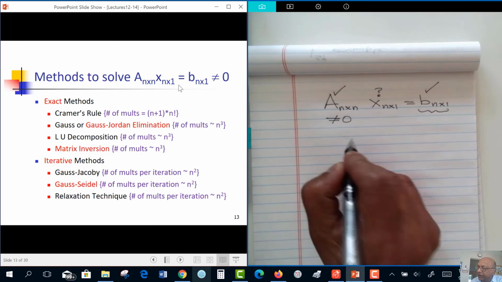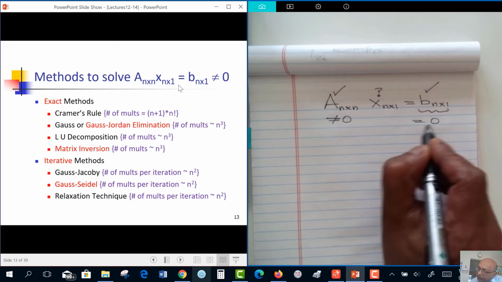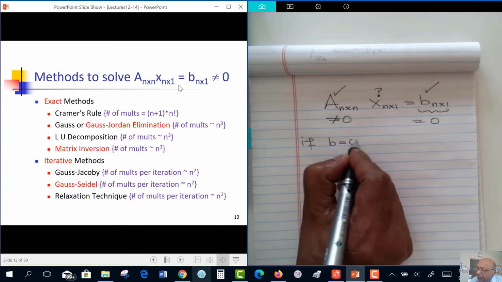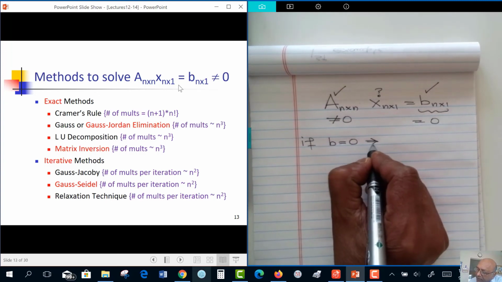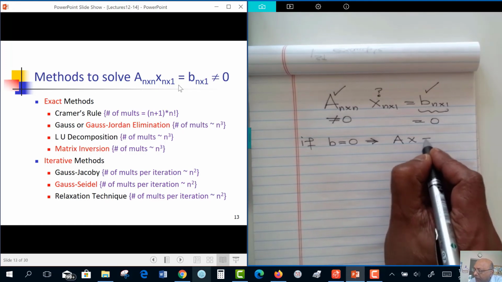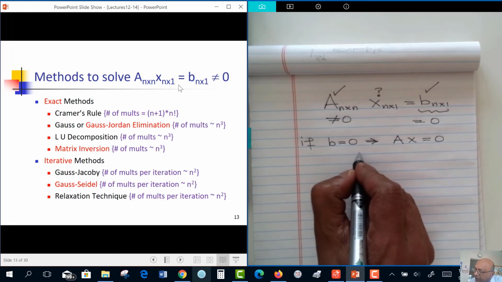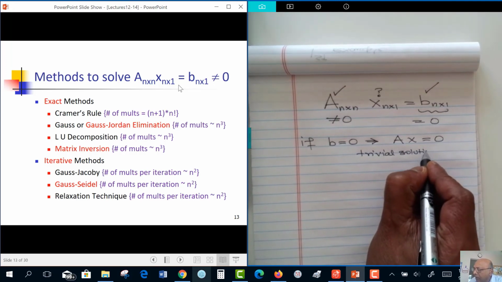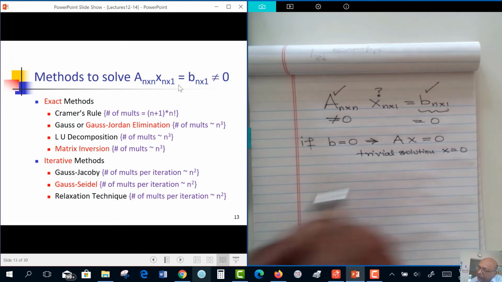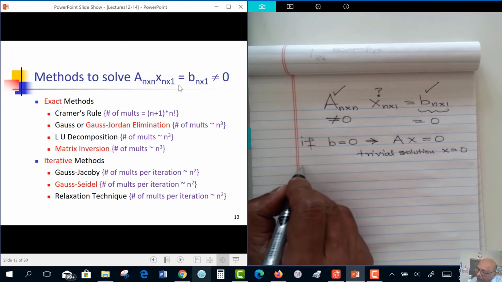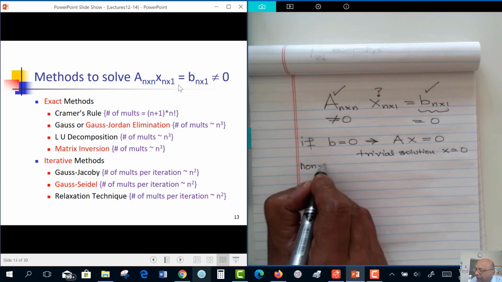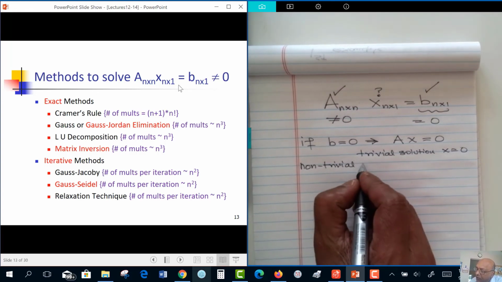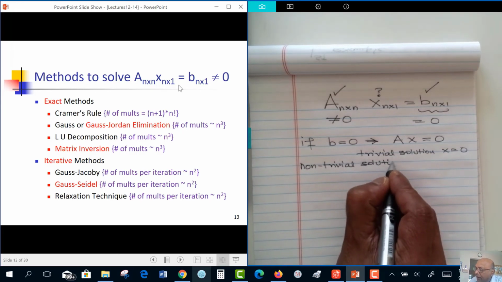Let's look at matrix B. Matrix B could be 0. So if matrix B is 0, we have a system AX is equal to 0. So first of all, it has a trivial solution, X is equal to 0. It turns out that this system may have non-trivial solutions, X not equal to 0.